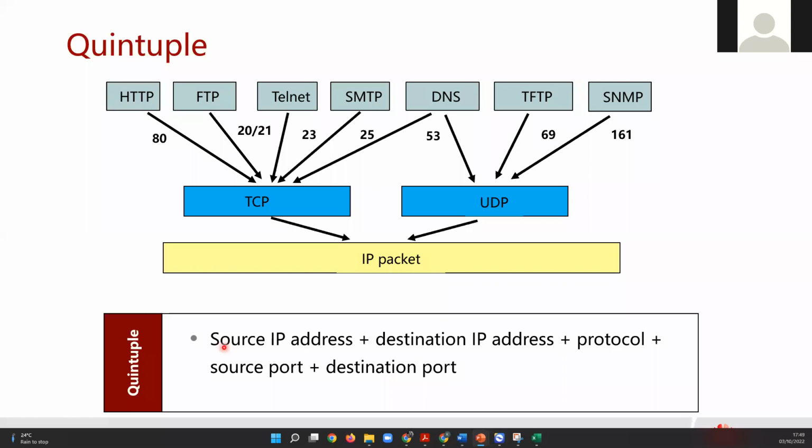As a cybersecurity expert, it's very important to understand this concept, because by understanding the quintuple you can make out where data is coming from, where it is going to, and you can even do things such as analysis of logs. So that is the quintuple structure.